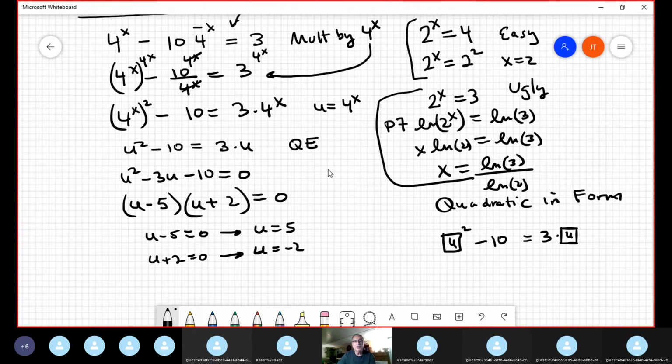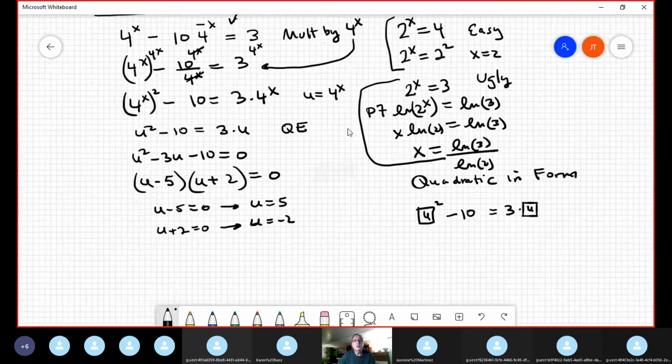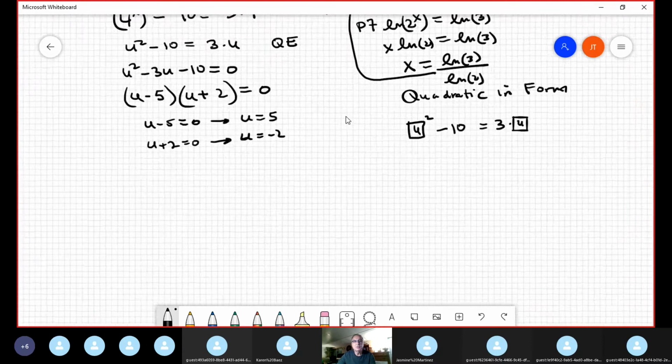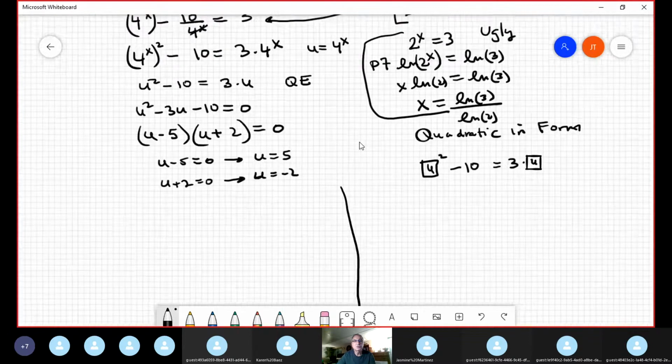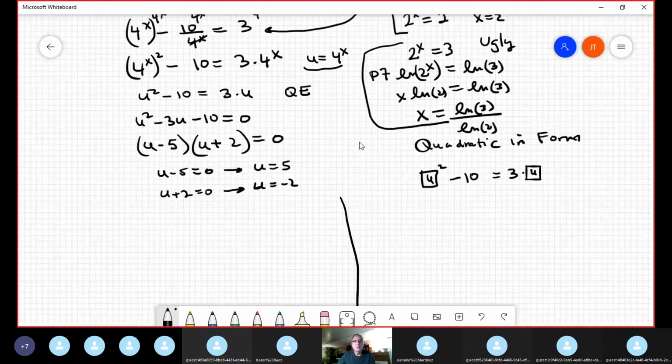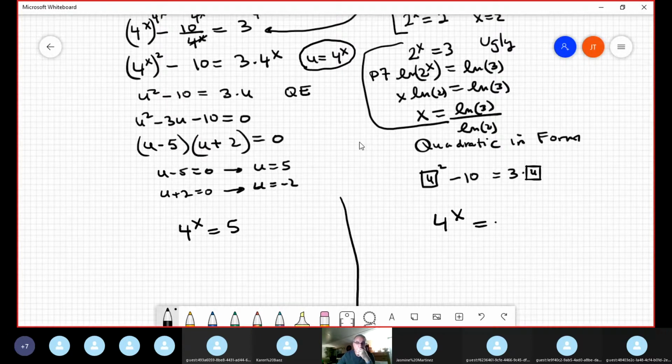Then you split the paper into parts, remember? And you copy for 5. Remember who is u? u was the substitution, look. Remember, my goal is to solve for x, not for u. And these are u values, intermediate partial answers. Then you copy 4 to the x equal 5, and 4 to the x equal minus 2. And just in that moment, we have the ugly equation, exponential equation, that you solve using logarithm.